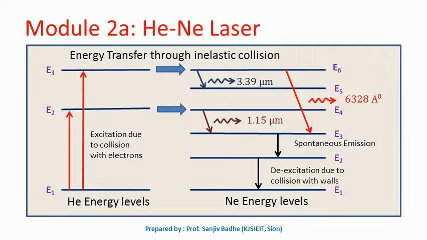Now these E4 and E6 energy levels of the neon atom are metastable states. So the neon atoms will stay in these states for a long time, and population inversion can be achieved between E6 and E5. Population inversion can be achieved between E6 and E3, and population inversion may be achieved between E4 and E3 as well. The lasing action can be initiated and we can get a laser beam of wavelength 3.39 micrometers due to the transition occurring between E6 and E5.